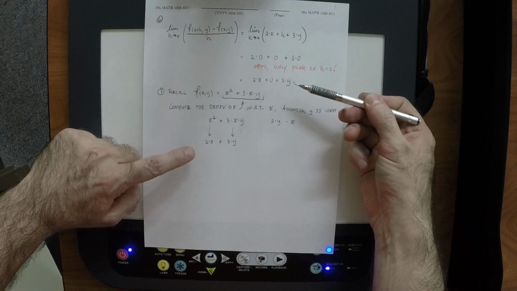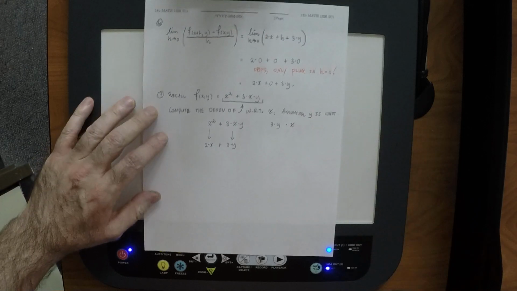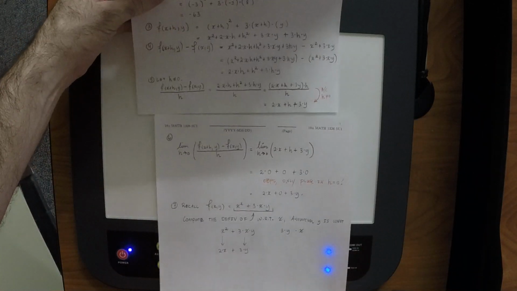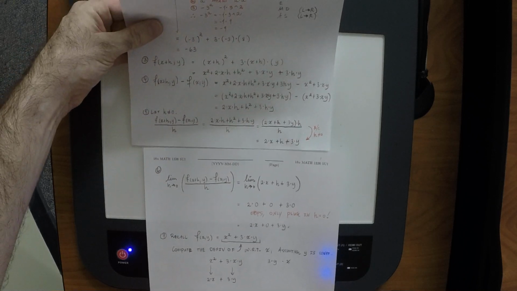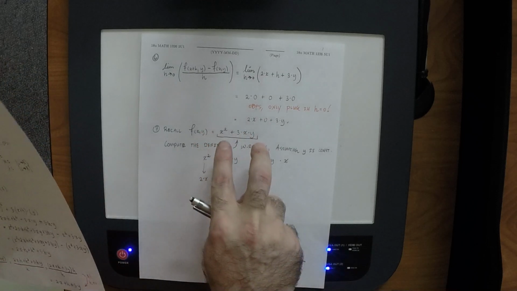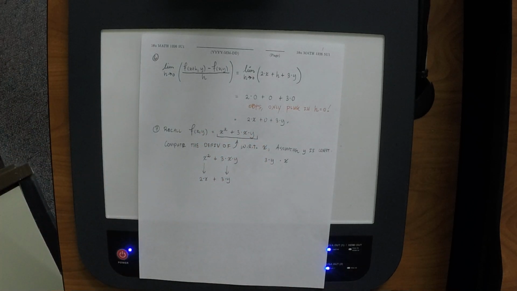Can you see it? This garden path that we walked on, effectively what we did is we took this expression and we differentiated it with respect to x, but we were assuming that y was a constant. So that's what we did. This is an important enough concept to have a name. So now we're going to give it a name.